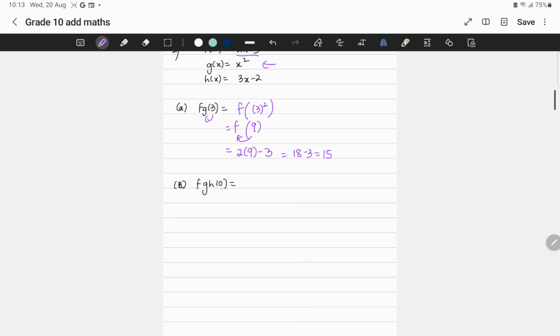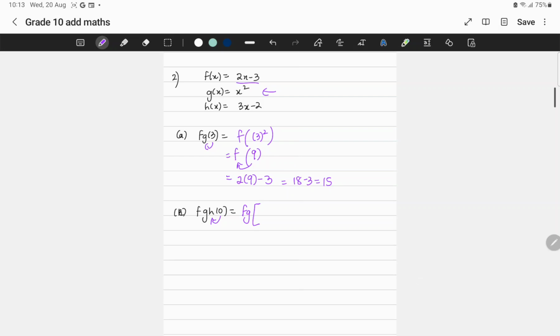For fgh of 0, I'm going to replace h by 0 first. fg stays the same. h of 0 would be 3 times 0 minus 2. fg of minus 2, so I replace g by minus 2. That will be f of minus 2 squared, so f of 4. I replace f by 4 now, so 2 bracket 4 minus 3, 8 minus 3, the answer is 5.